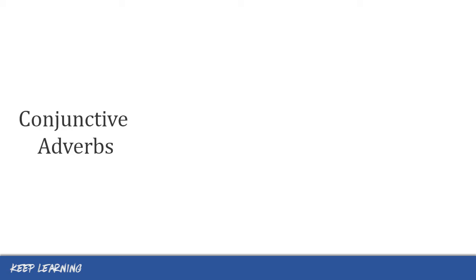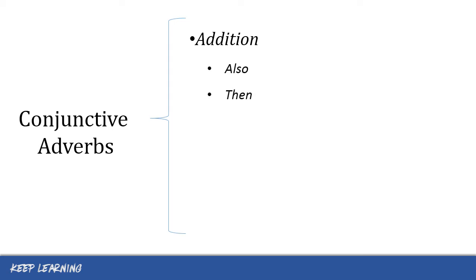We have a big group of conjunctive adverbs. There are a huge number of conjunctive adverbs, and here we have some of them divided into groups. The first group is the addition conjunctive adverbs. These are connectors that you can use to add more information, like also, then, besides, furthermore, moreover, or too. Those are good connectors if you want to add more information in your sentence.